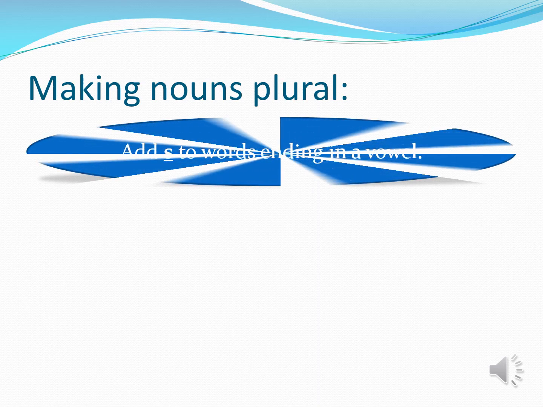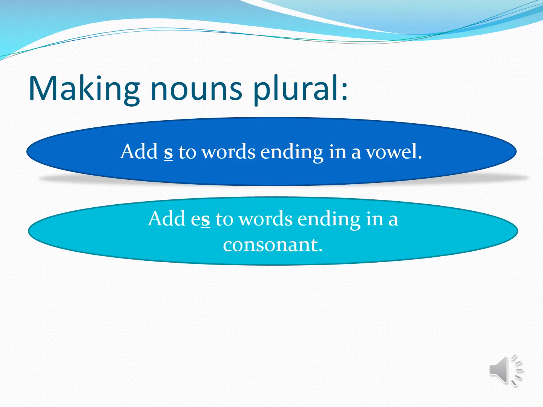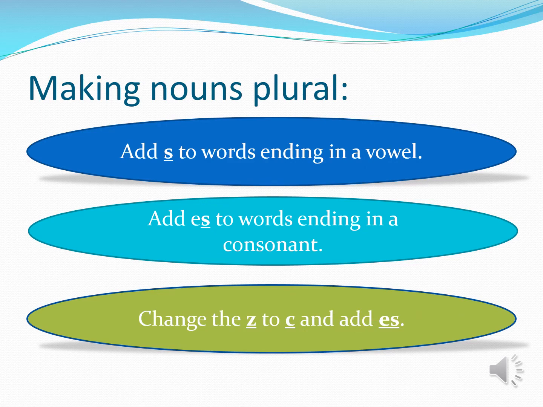We look at the last letter, and if it ends in a vowel, we add S. We add ES to words that end in a consonant. And if the word, the noun, or even the adjective ends in Z, we need to change the Z to C, and then we add ES.